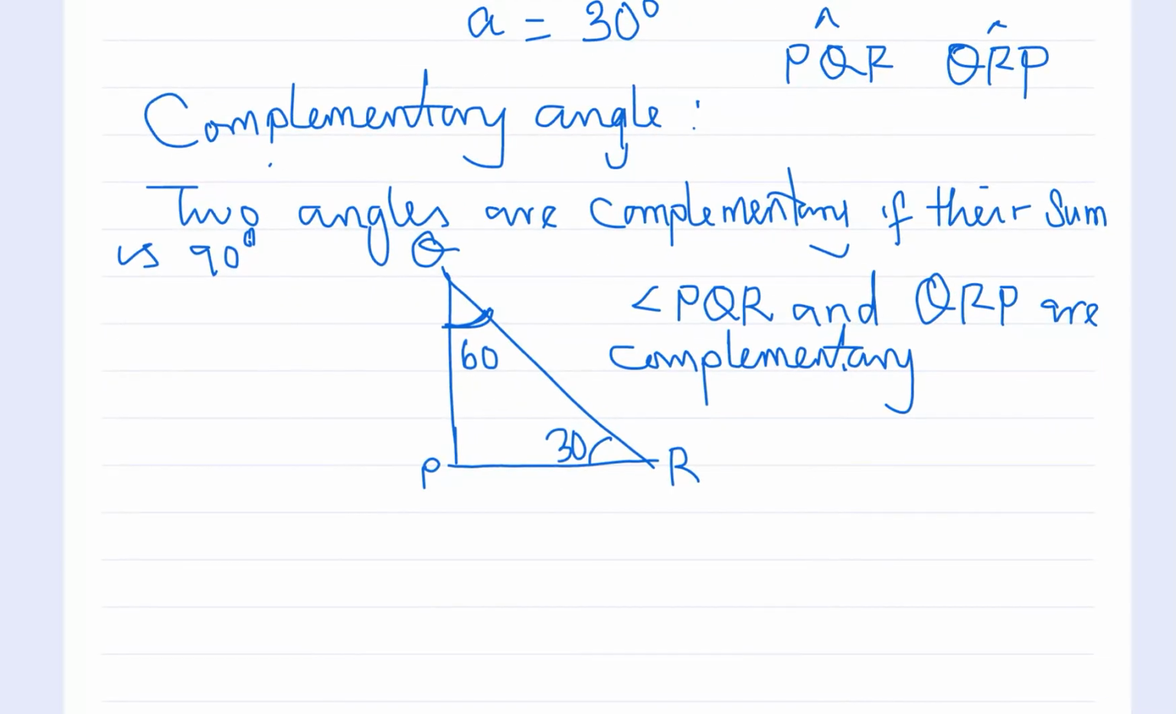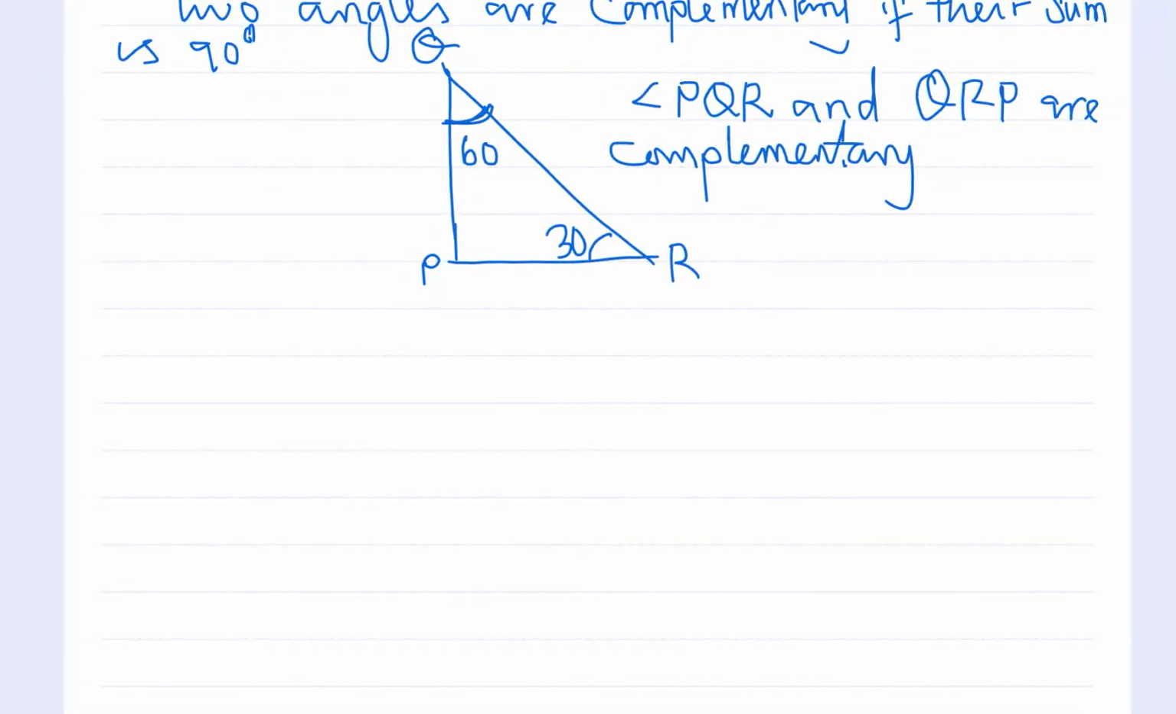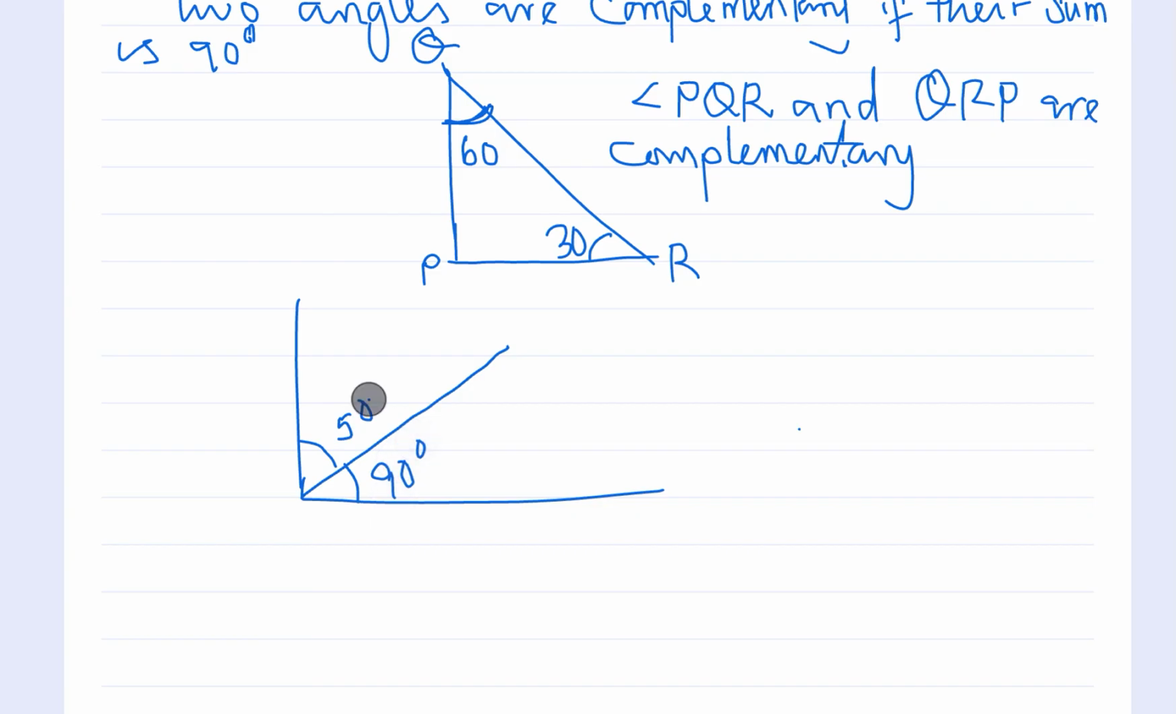So we said complementary angles are angles that sum up to 90 degrees. Look at this particular example here. If I have an angle here, let's say 50 degrees, and I have 90 degrees here. If you look at these two now, you see that they are complementary.